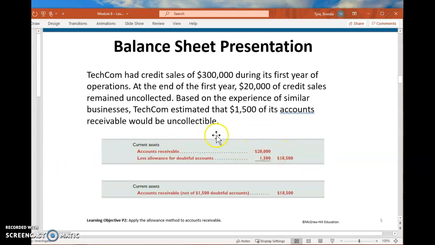Here's an example. We had credit sales of $300,000, and at the end of the year, $20,000 were uncollected. Based on our experience, we estimated $1,500 would be uncollectible. In our current assets section, you'll see we have the accounts receivable at $20,000. We subtract the allowance for doubtful accounts, and our net accounts receivable is $18,500. The alternative way to report this is under accounts receivable. We can just say accounts receivable net of $1,500 allowance for doubtful accounts.